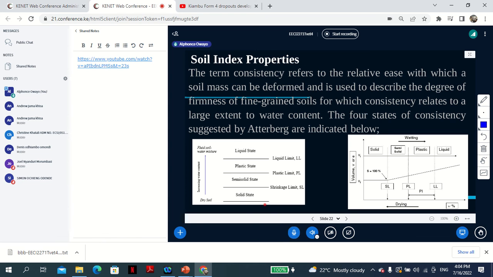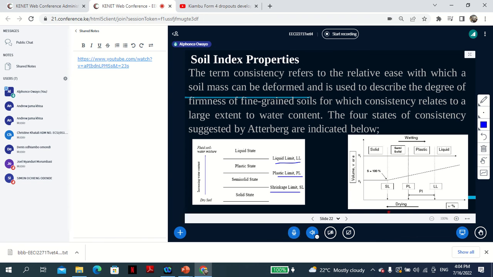We continue nonetheless. Now the boundary between the solid and semi-solid state is called the shrinkage limit or the SL. The boundary between the semi-solid state and the plastic state is the plastic limit, and the boundary between the liquid state and the plastic state is the liquid limit. We are going to define them in detail as we go by.